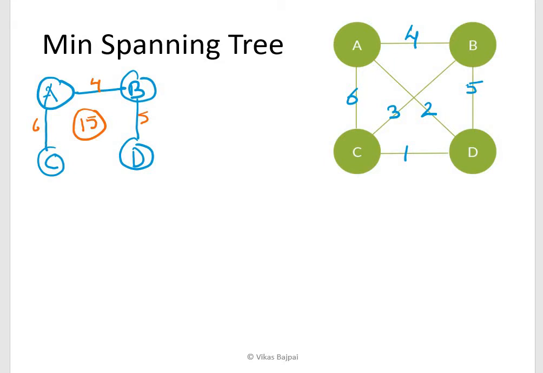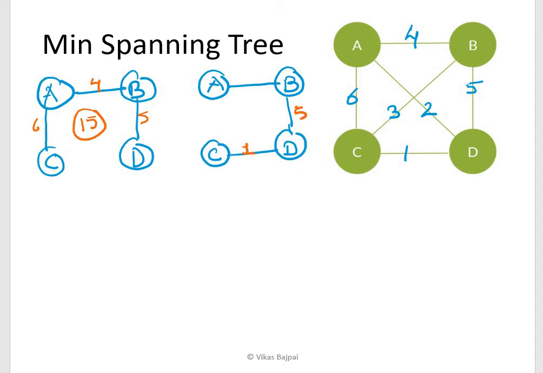Another option can be with the same set of nodes but a different set of edges. I can have, let's say, this, and this. So what I see is I have 1 on this side, weight is 1, 5 on this side, 4 on this side. So I have 1 plus 4 plus 5, so 10.